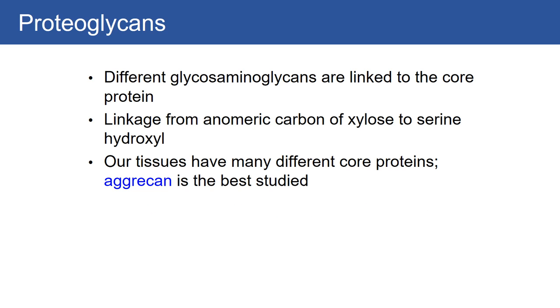Again, proteoglycans have different glycosaminoglycans, which are carbohydrates with amino groups on them that are linked to the core protein. They link from the anomeric carbon of xylose to the serine hydroxyl group. Many tissues have different core proteins, and aggrecan is the best studied.